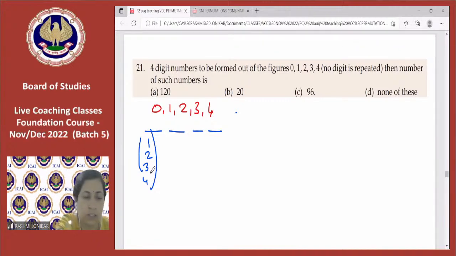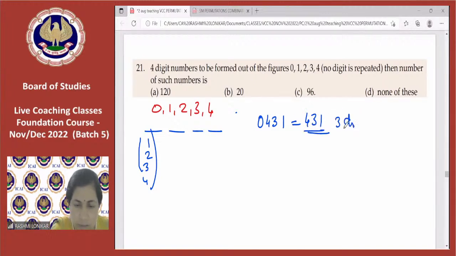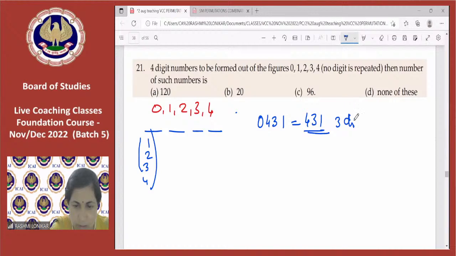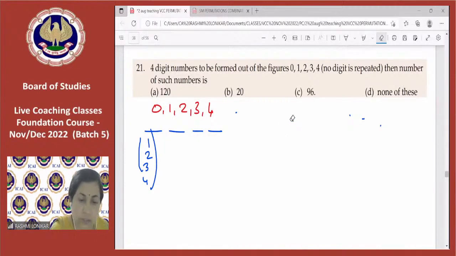If I write 0 over here, suppose I write 0, 4, 3, 1. What does this mean? This is 431, right? Which is a 3-digit number. Okay, because I have put 0 on the most left hand side, which is not allowed. Because I want all numbers to be 4-digit numbers. Had they put no restriction, I could have considered. But since they have already put the restriction, I will have to use it accordingly.